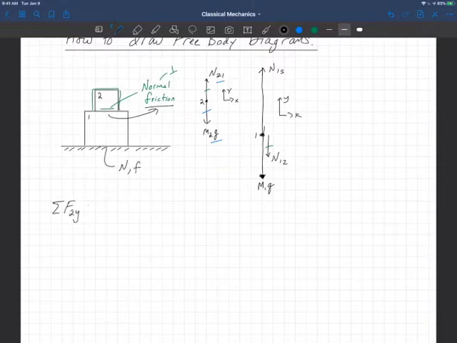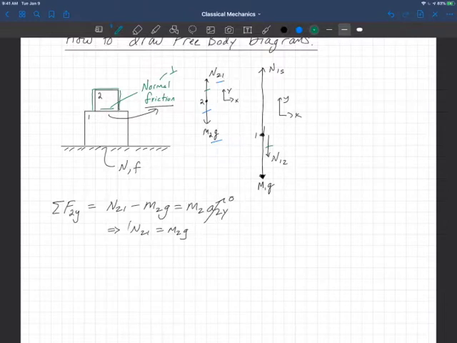We'll start in the y direction, and we see that the sum is n21 minus m2g equals m2a2, in the y direction. However, again, we're assuming that this is at rest, so we'll take that to be 0. We then solve for n21 equal to m2g. So now this is important. This is why we know that that normal force will equal those weights there. It's only at that step that you actually know how long those vectors are, which means sometimes at the end of the problem you have to erase your free body diagrams or draw new ones.